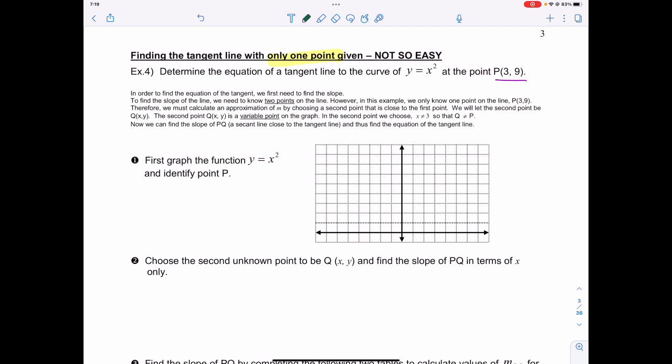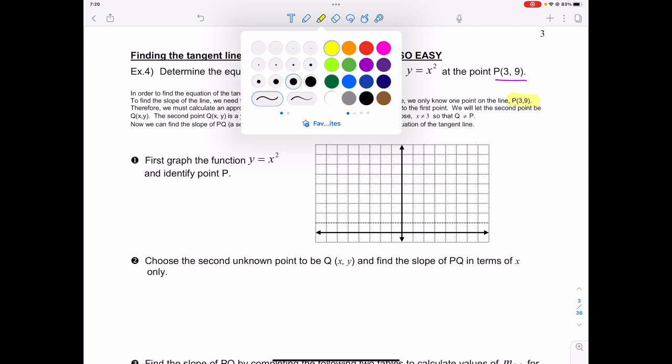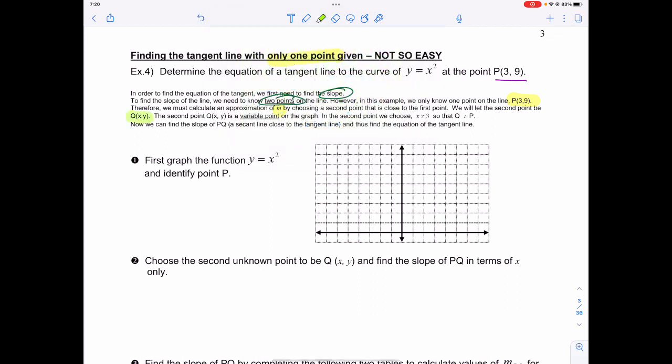So, in order to find the equation of the tangent, first we need to find the slope. And to find the slope, we need to know 2 points that exist on the line. In this case, we only know 1, so we must calculate an approximation of m by choosing a second point that is as close as possible to the first point. So we're going to say that if P is our first point of 3 and 9, we're going to pick a second point that we're just going to call Q, which is x and y.